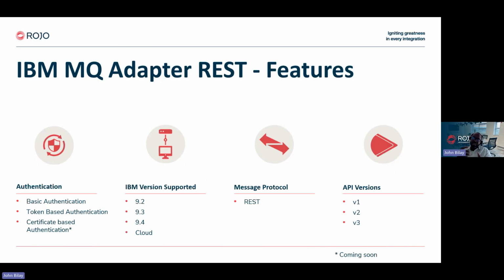We then have the REST variant of this IBM MQ. And here you can see there's basic authentication. You have token-based authentication as well, which is released, and similar to the other one, the certificate-based authentication will be available in a few weeks. The REST protocol is supported, and there are these 3 API versions which are currently supported.